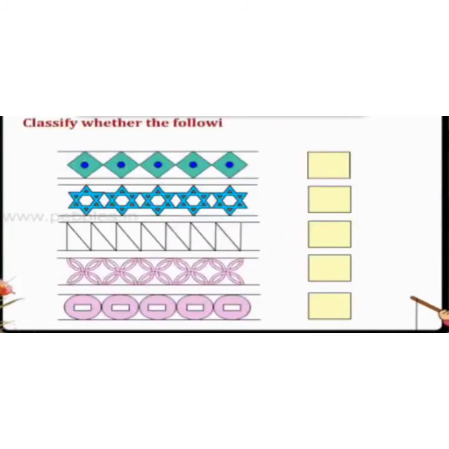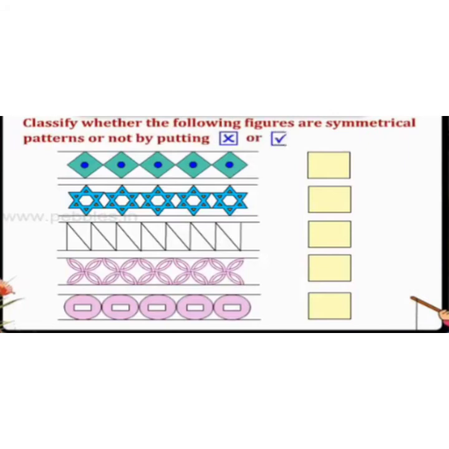Classify whether the following figures are symmetrical patterns or not by putting a cross or tick in the box. First one, it is a symmetrical shape. Second one, it is also symmetrical. Third one, it is not a symmetrical shape. Fourth one, it is a symmetrical shape. Fifth one, it is also a symmetrical shape.